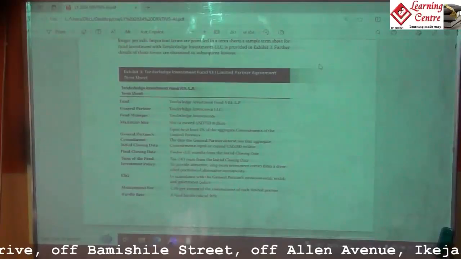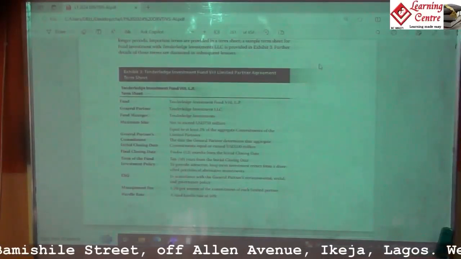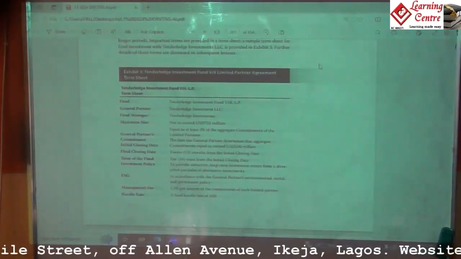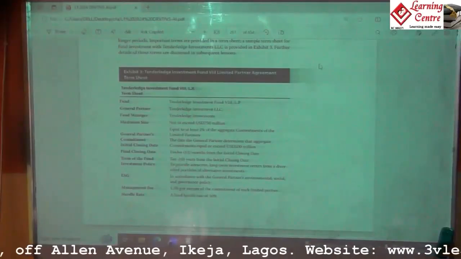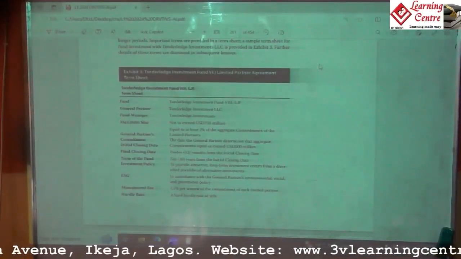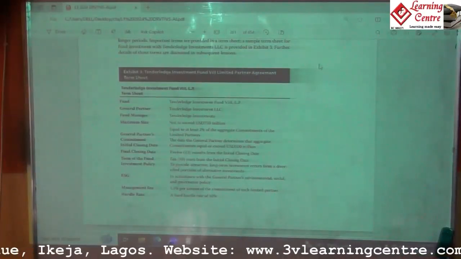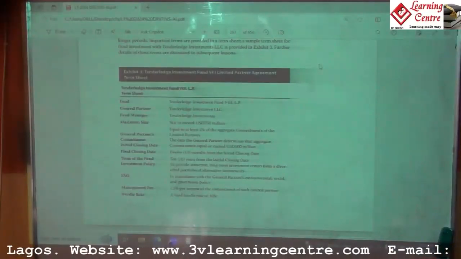The next is the limited partner. The limited partners are outside investors who provide capital to the fund, so they are the owners of the fund. They put money in the general partner, while the general partner invests in companies. Makes sense, everybody?